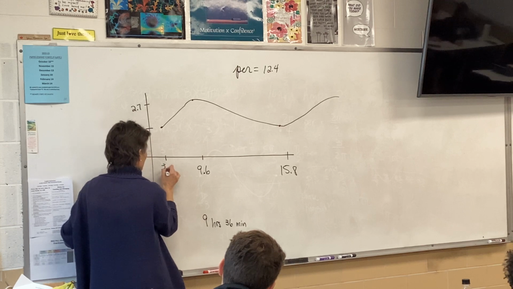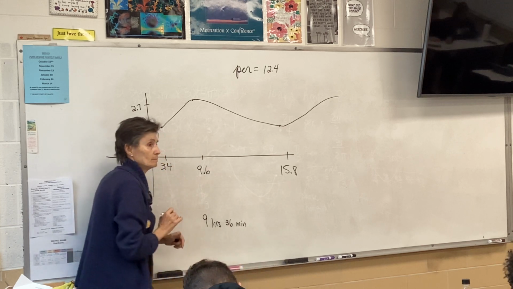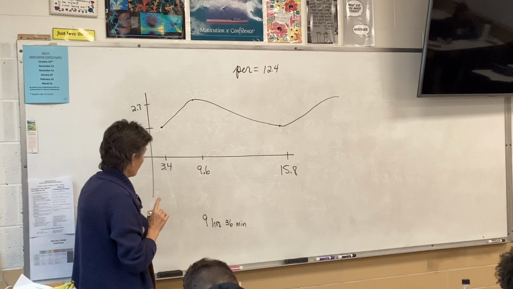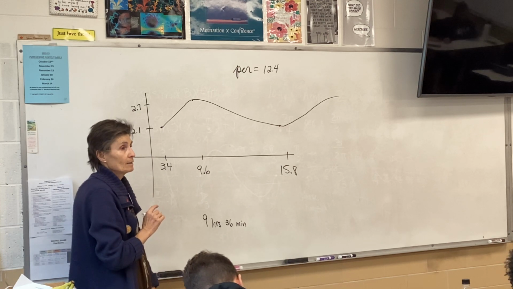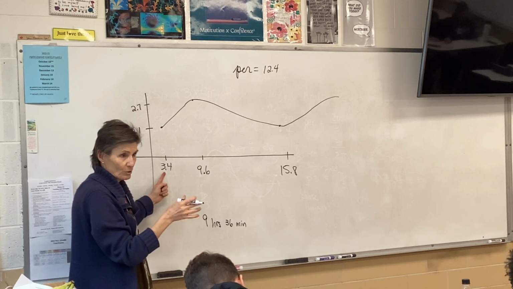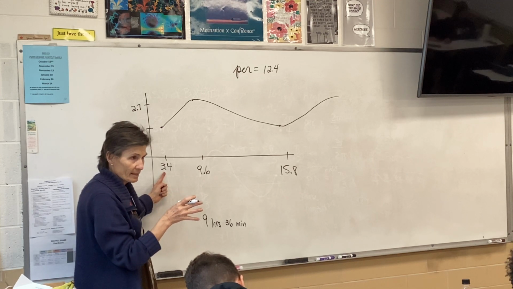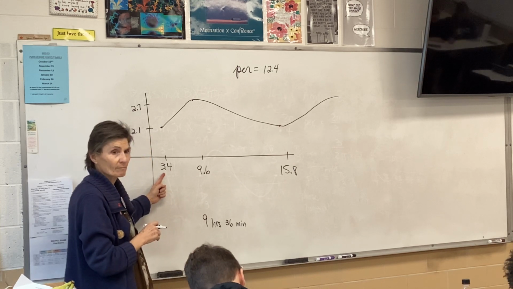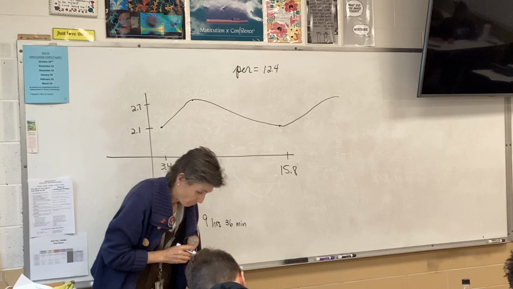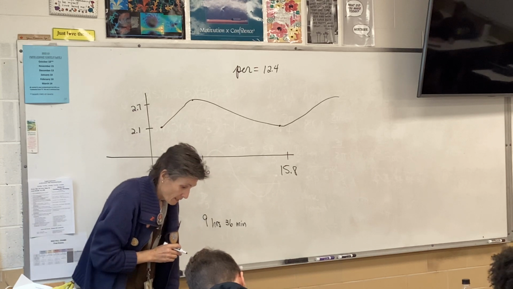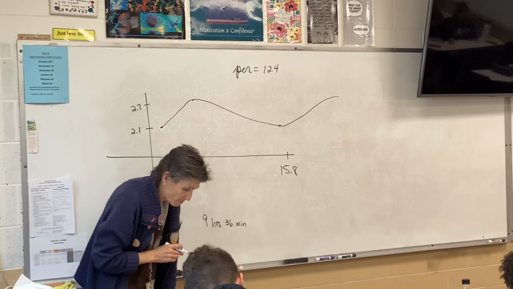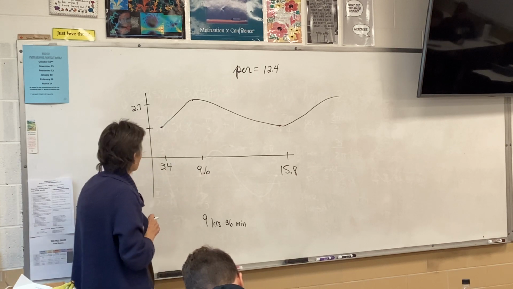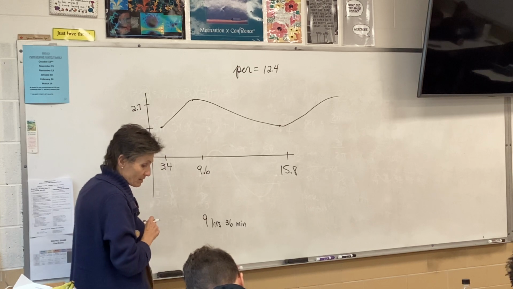3.4? So the answer to the first question is 3.4 hours, which would be 3 and 24, so 3:24 in the morning. What was the approximate depth of water? Oh, wait a second. Let's skip to C. The C we can do first.